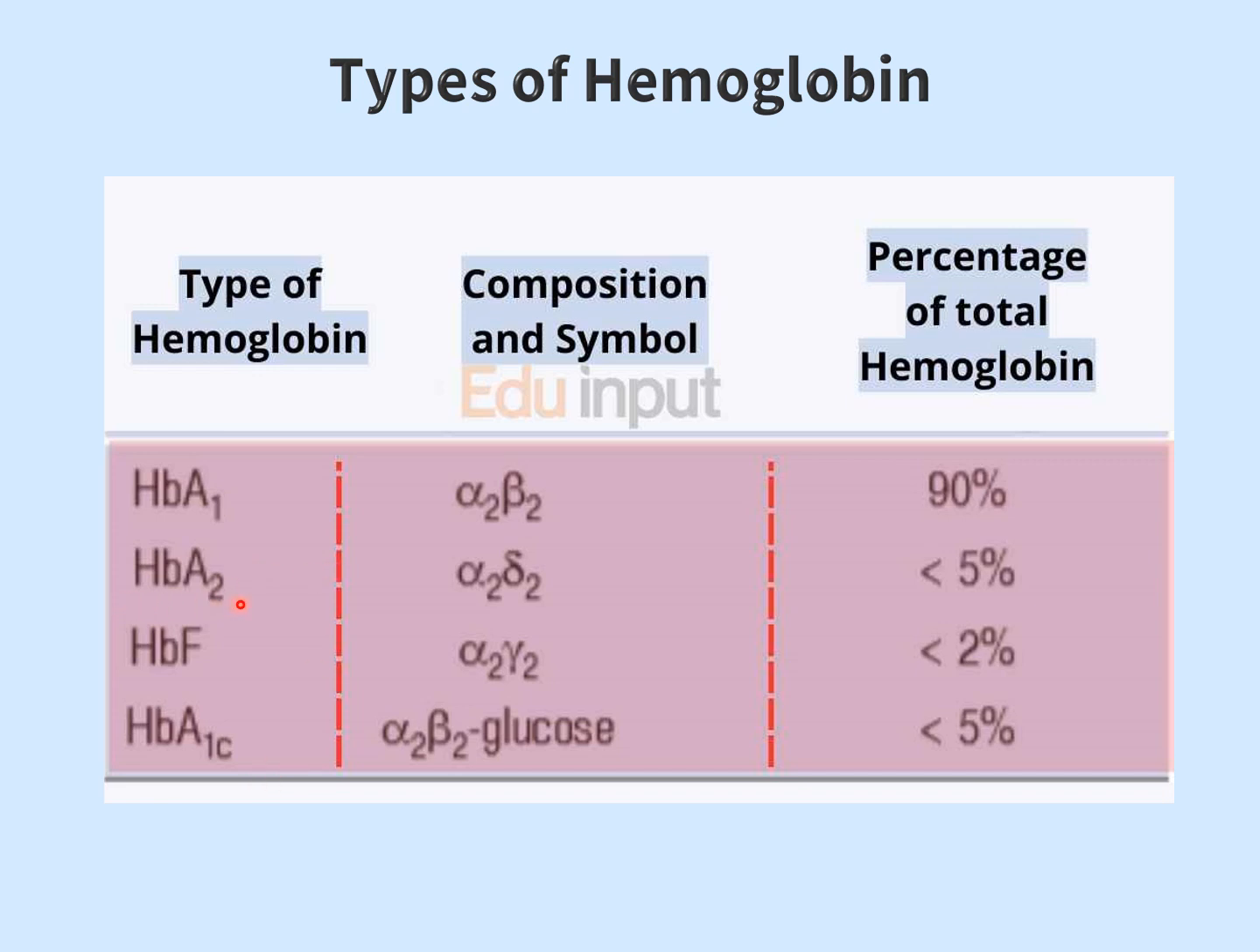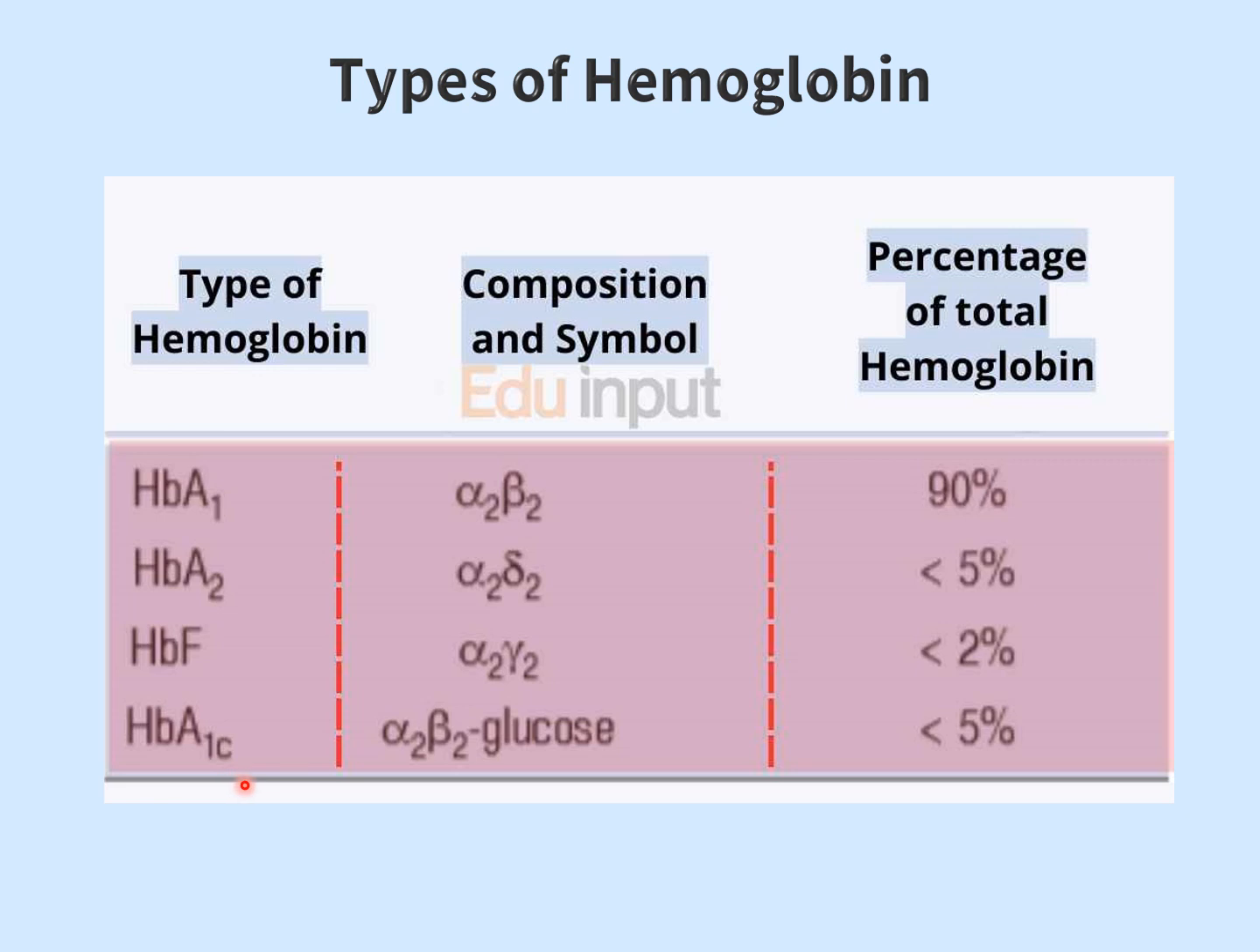What about hemoglobin A2? You can find here there are 2 alpha and 2 delta subunits. Hemoglobin F has 2 alpha and 2 gamma subunits. Hemoglobin F has high affinity to oxygen, and that is why it is important to have a low concentration of this hemoglobin in adults' blood.